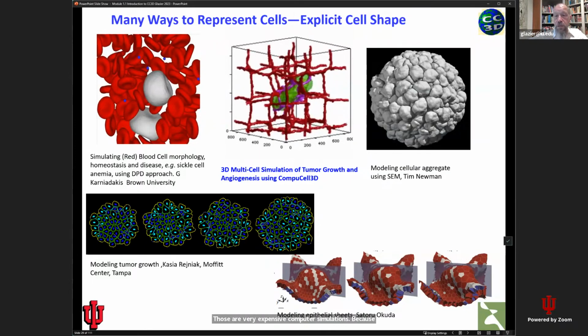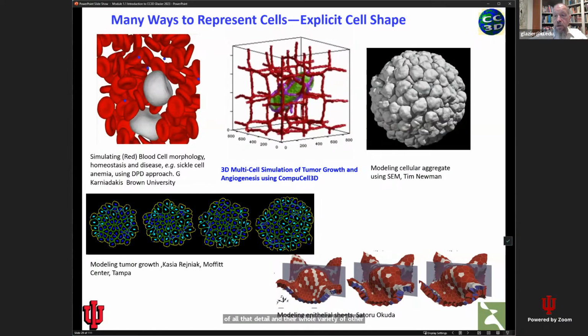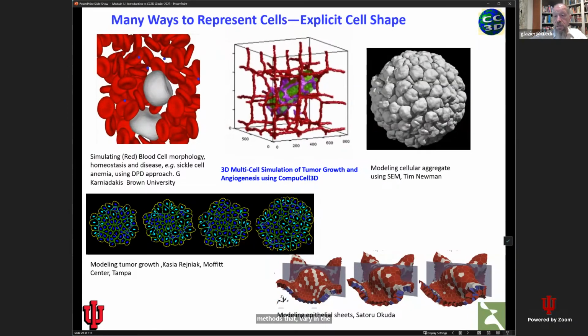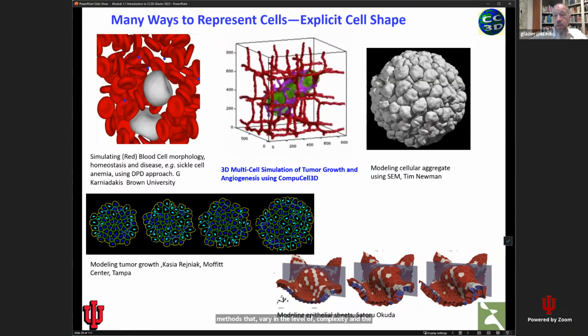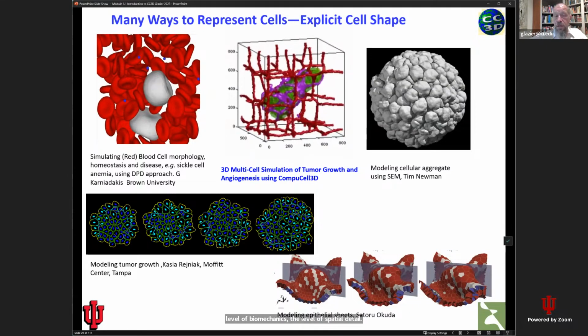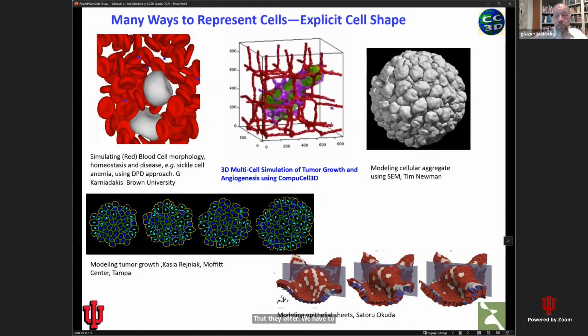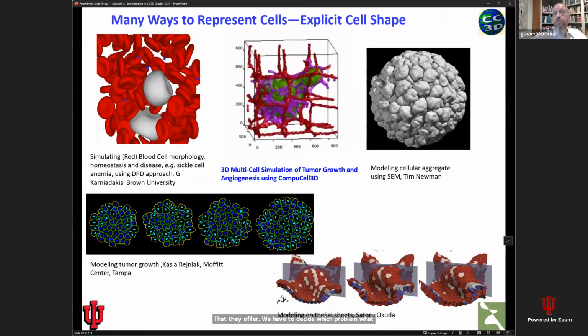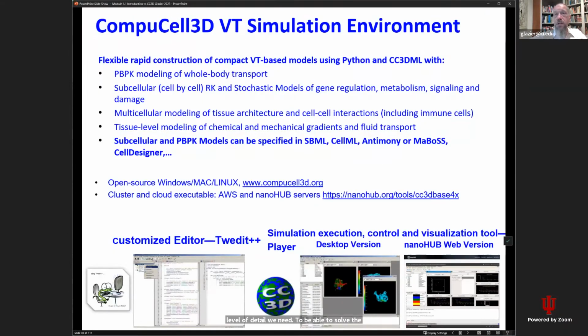And there are a whole variety of other methods that vary in the level of complexity and the level of biomechanics, the level of spatial detail that they offer. And we have to decide for each problem what level of detail we need to be able to solve the problem we care about. We're going to be using CompuCell3D.